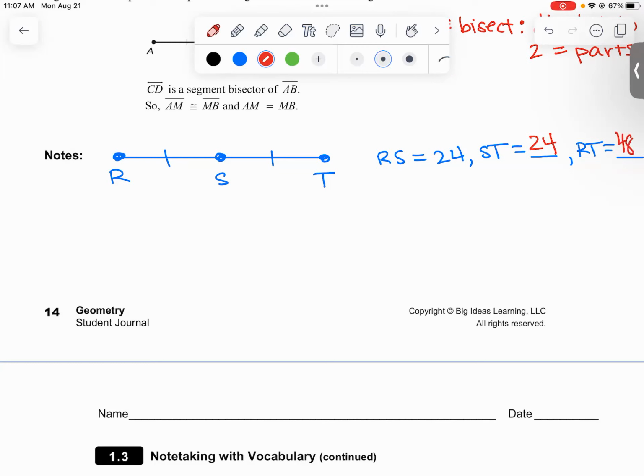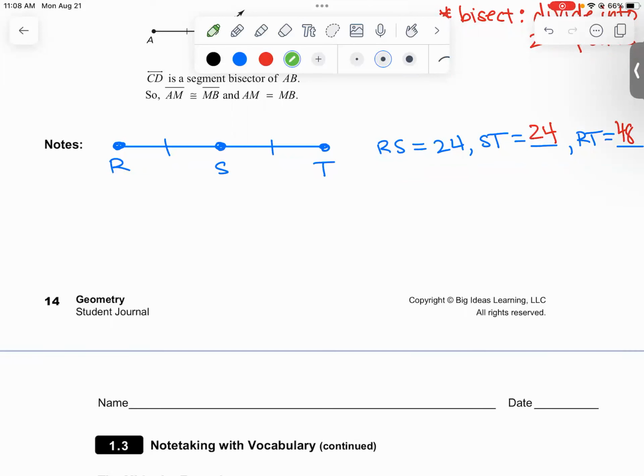48. Let's talk about some patterns. If we have a segment bisector, what is going to be true every time about the whole segment compared to one of its parts? One of its parts is RS, the other part is ST. What's going to be true about the whole segment if we have a segment bisector? The length is going to be twice as long, which is always going to be an even number.